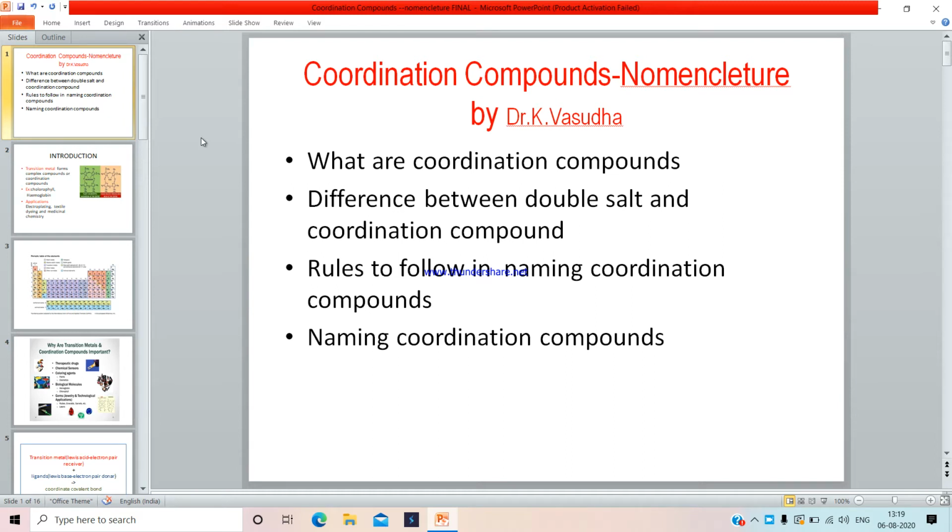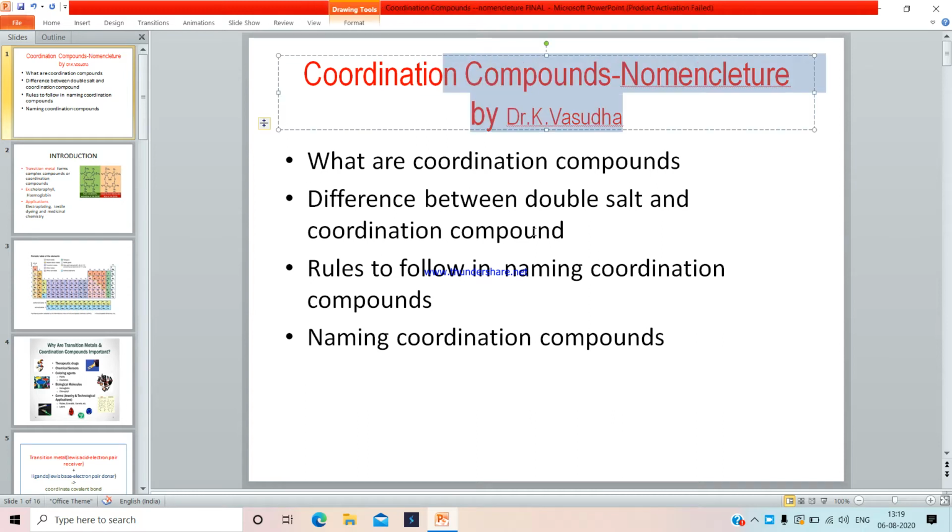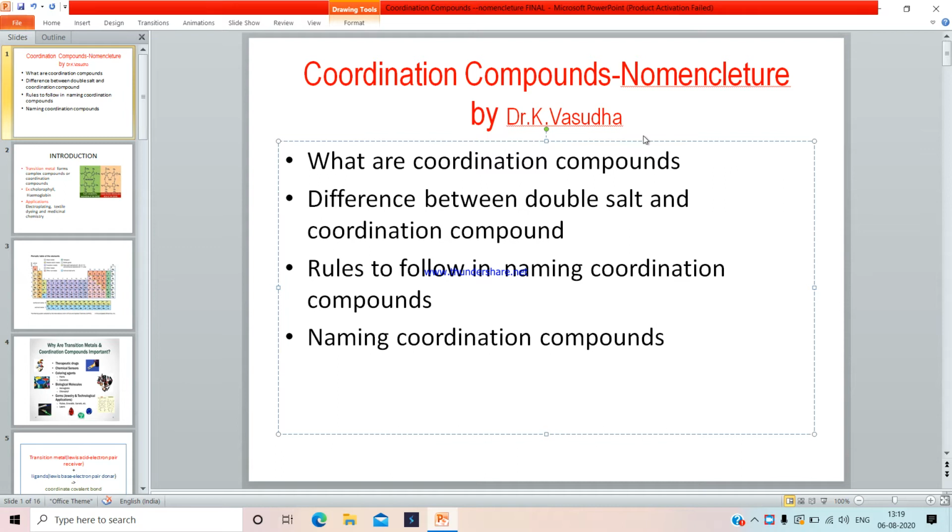Hi students, today we are going to see the topic coordination compounds and the nomenclature of it. At the end of this video you are going to learn what coordination compounds are, what the difference is between a double salt and a coordination compound, rules to follow in naming the coordination compounds, and how to name the coordination compounds finally.